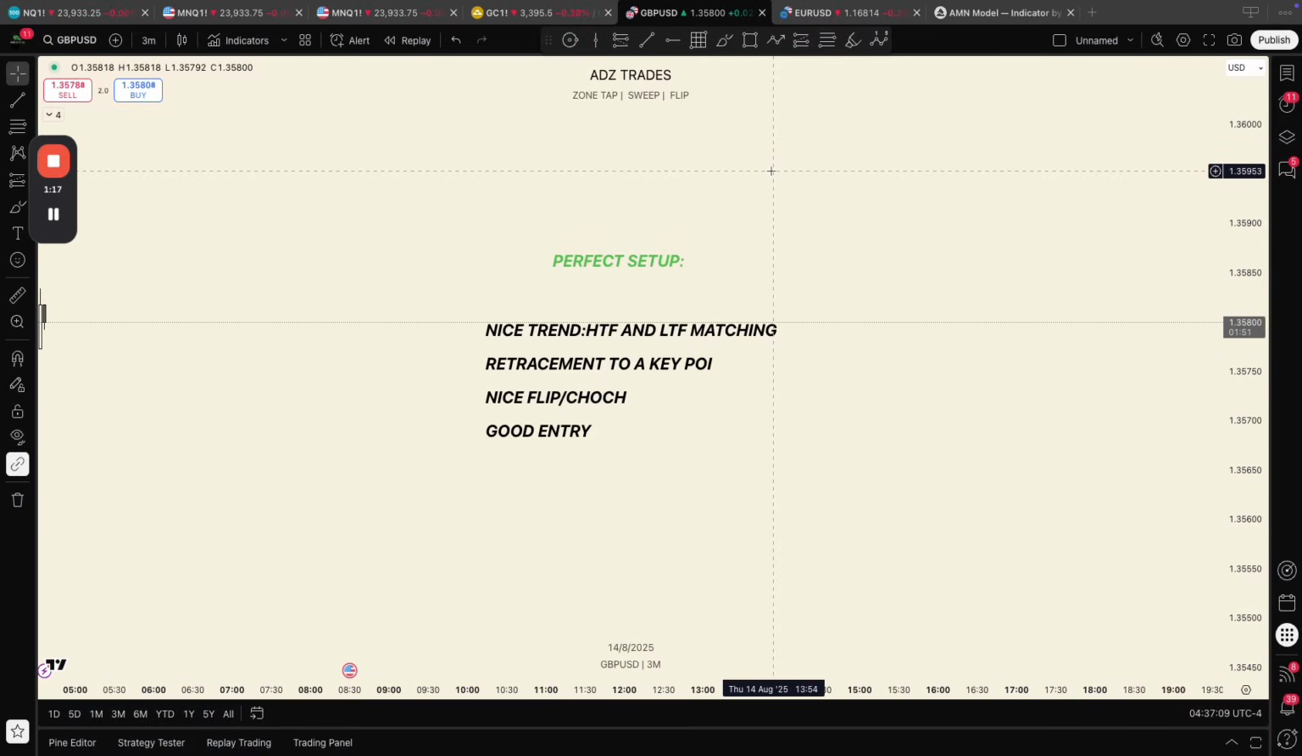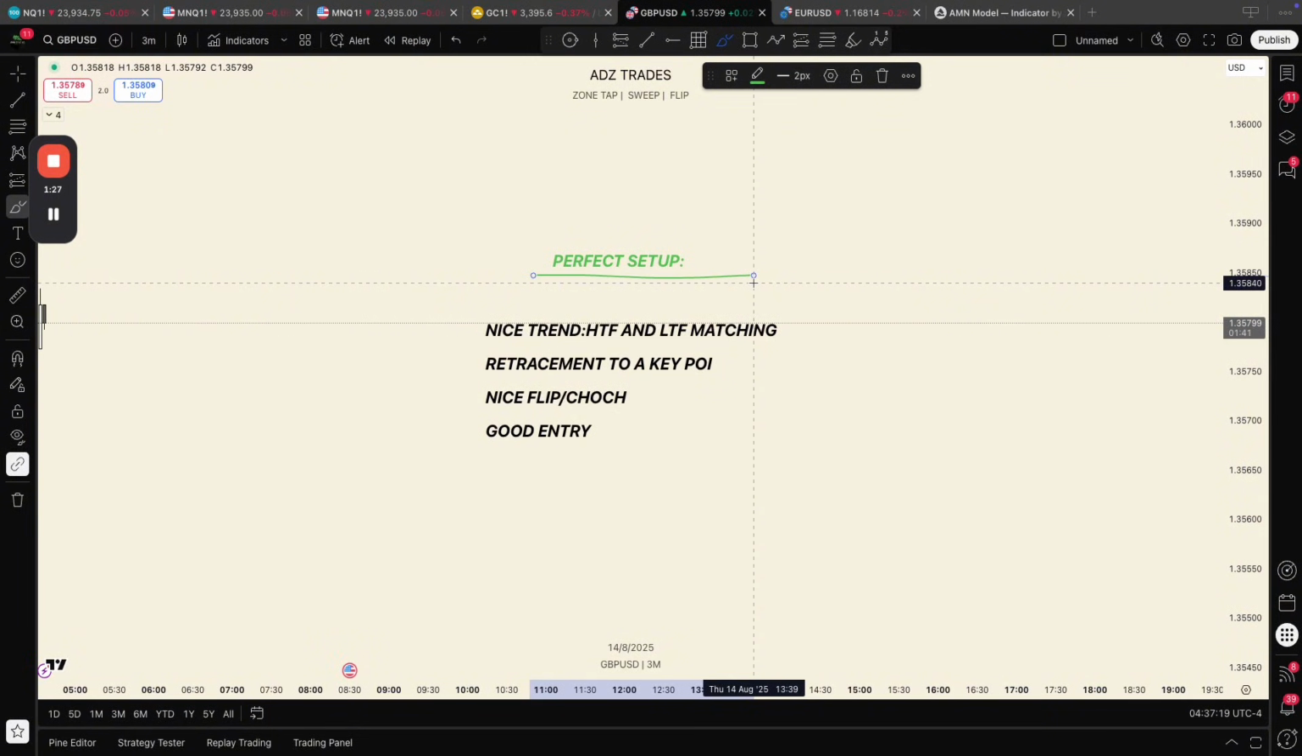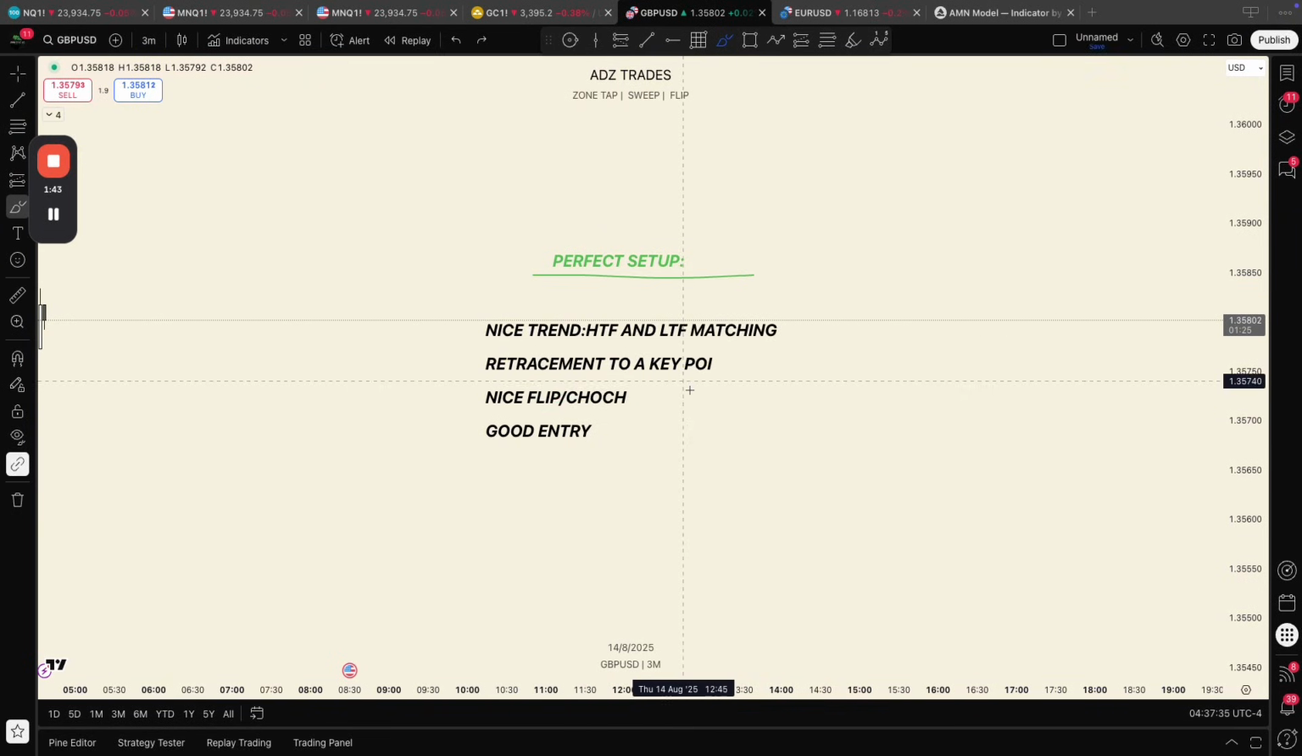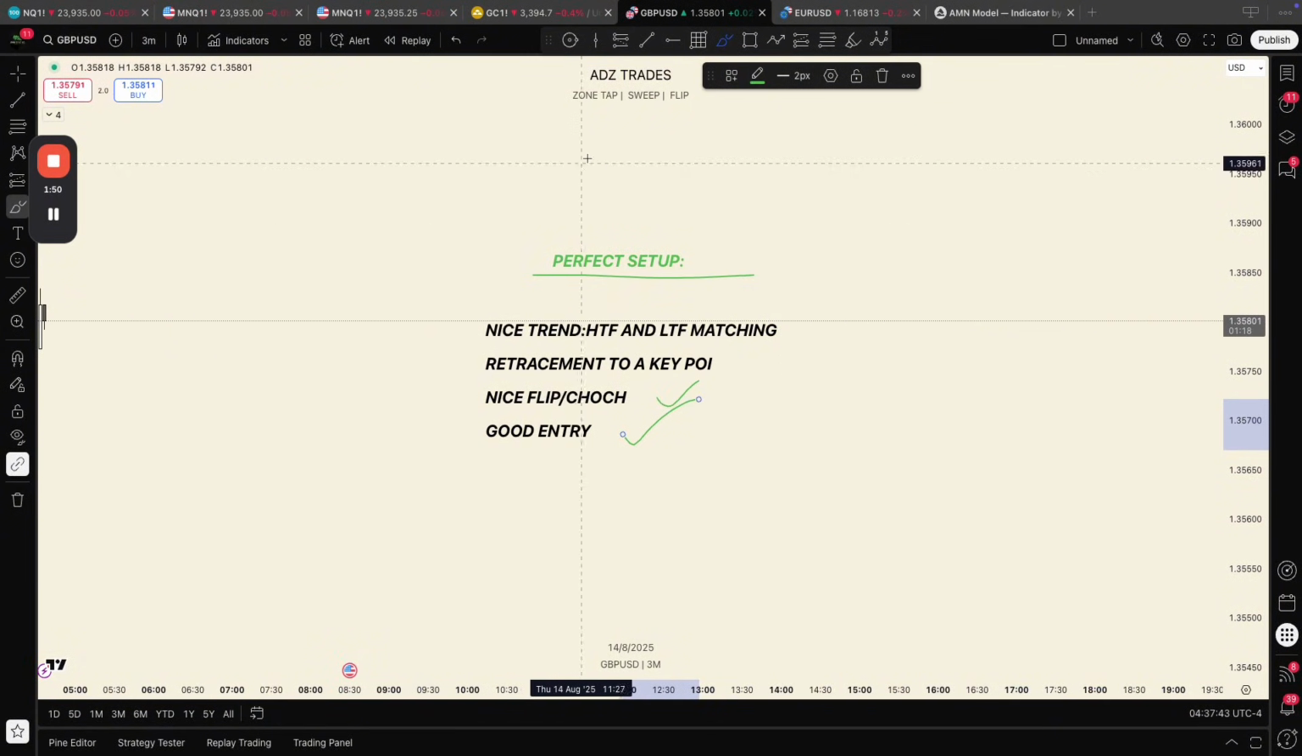So the $1 million question: what makes a perfect A++ setup? Well, it consists of these four things. Nice trend. How do we know if price is in a nice trend? Because the higher time frame and the lower time frame are matching. Then we have a retracement to a key point of interest, so not just a zone, but an actual supply or demand area where it makes sense for price to bounce or reject from. Then we get a nice flip or change of character, whatever you want to call it, to indicate that we are in the right direction. And then we get a good retracement entry, maximizing our risk to reward.